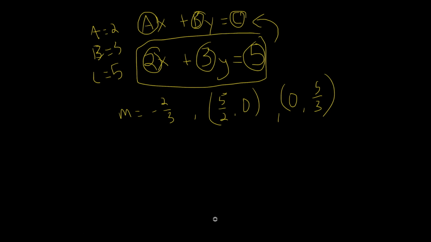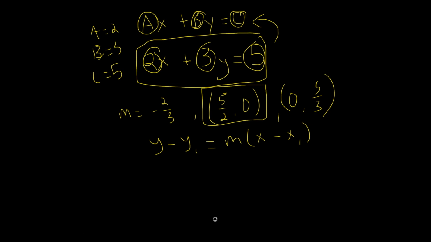All right, so now that we have our slope and 2 points, it's really easy to convert our equation into point-slope form. So the equation for point-slope form is y minus y1 equals m times x minus x1. Now, we have to use one of these 2 points. We don't have to use both of them. We could just choose one. And I'm going to choose our first point here, 5 over 2, comma, 0.